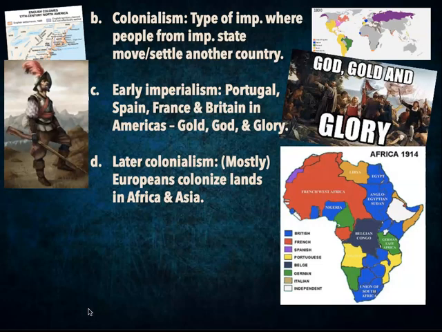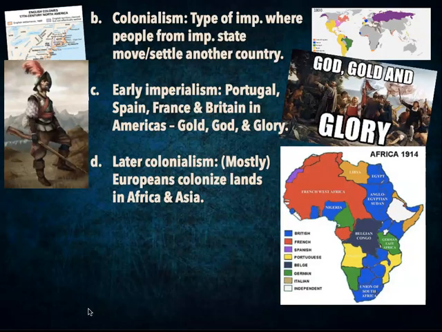And you end up with only two countries left, Liberia and Ethiopia, that are still independent, still African countries run by Africans. The rest of them are taken over by European countries. And again, what they're usually after in these countries are natural resources.